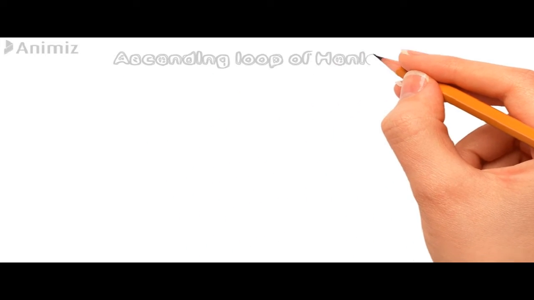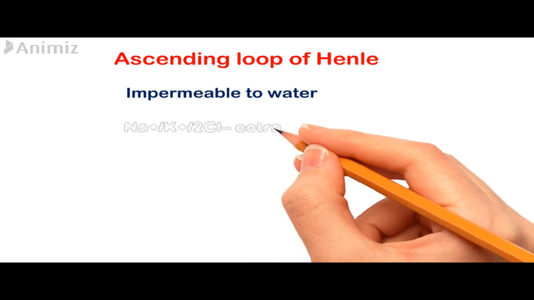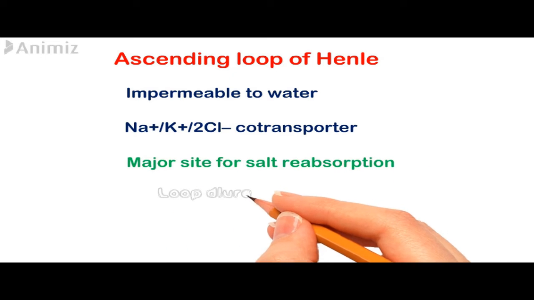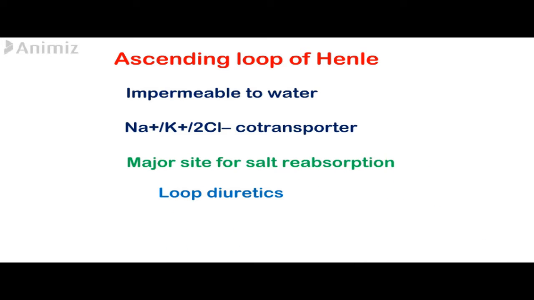The cells of the ascending tubular epithelium are unique in being impermeable to water, and the active reabsorption of sodium, potassium, and chloride is mediated by the sodium-potassium-2 chloride co-transporter. This ascending loop is a dilated region of the nephron, and loop diuretics act at this site. They have high efficacy because this site is the major site for salt reabsorption.